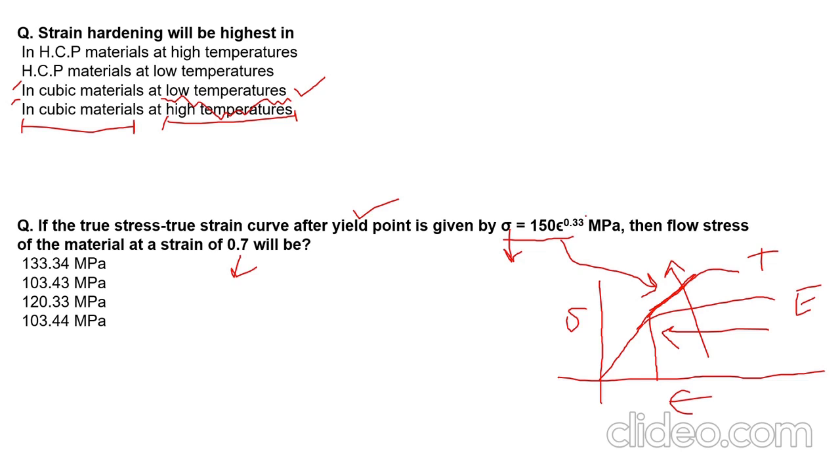So the dependency on epsilon is not a straight line, as it is in the elastic region. It is some other form because you have this equation, which is raised to power 0.333. So now you just have to plug in the value for the strain and calculate the value of your stress.